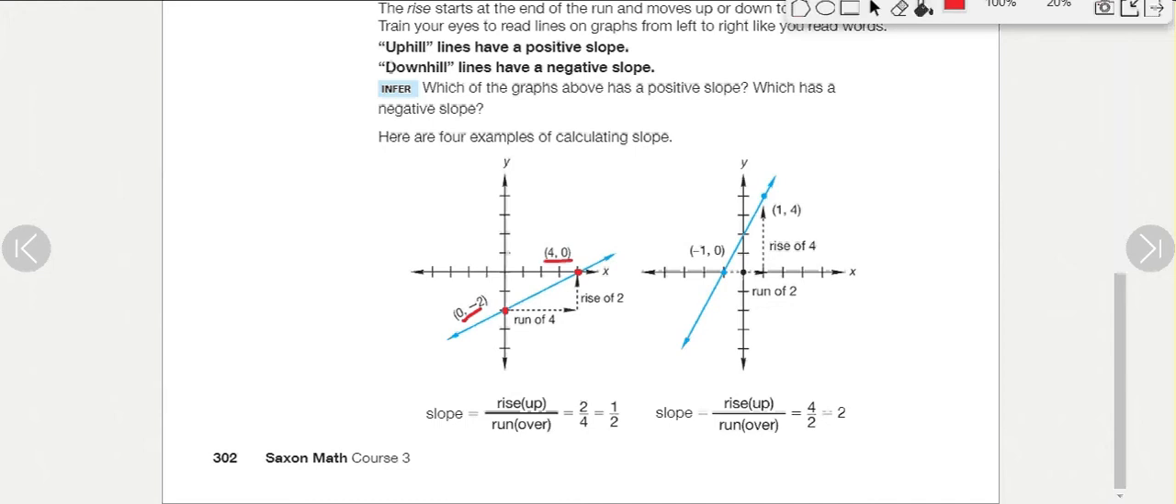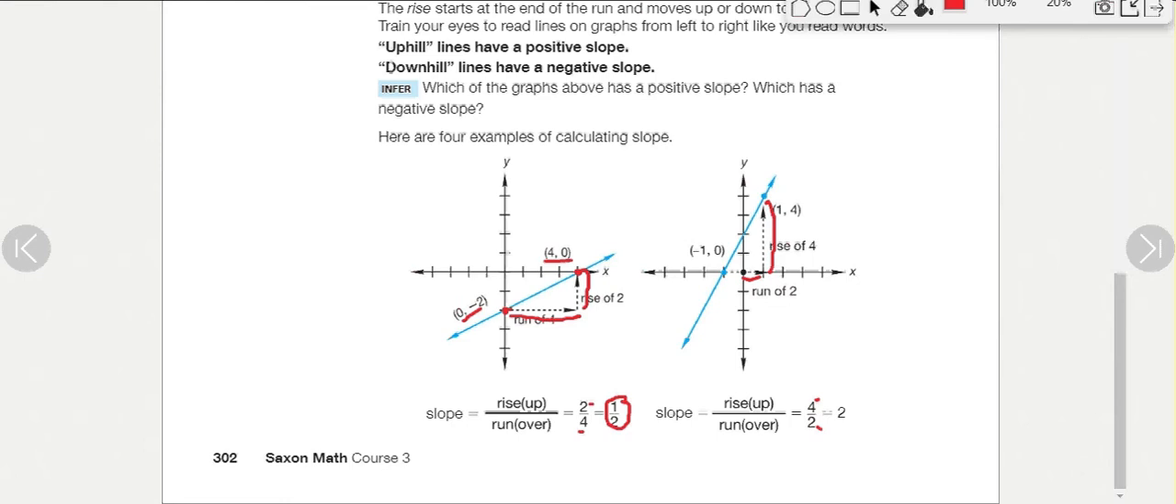You have to go over 4 and up 2 to get from this point to this point. Over 4, up 2. Rise of 2, run of 4 reduces to a half. 1/2 slope. In this case, we go over 2 and then up 4. So that's up, the rise, goes on top. Keep that straight. Rise is on top now.